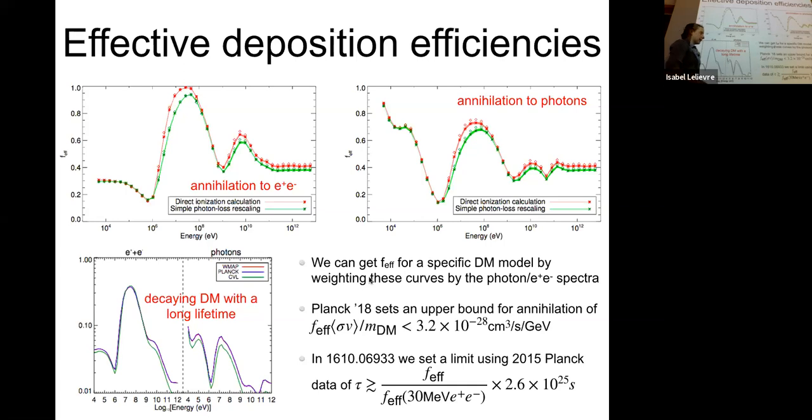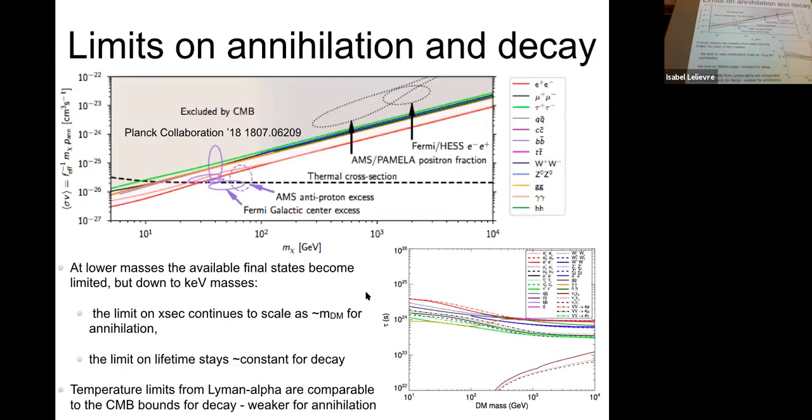You can set a similar constraint on the lifetime, which is parametrically around 10 to the 25 seconds for decays. So when you ask what that translates to in terms of limits on the cross-section, this is the limit from Planck, I think our colleague on Zoom was asking about earlier. This is now a limit on the cross-section as a function of the dark matter mass, taking into account annihilation to different standard model final states. So everything above these lines is ruled out.